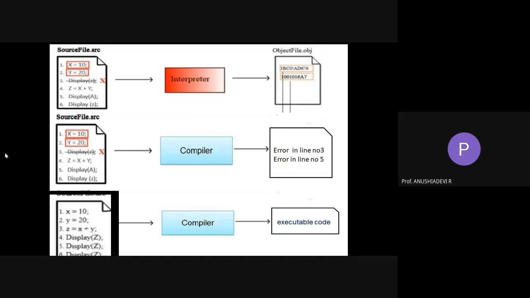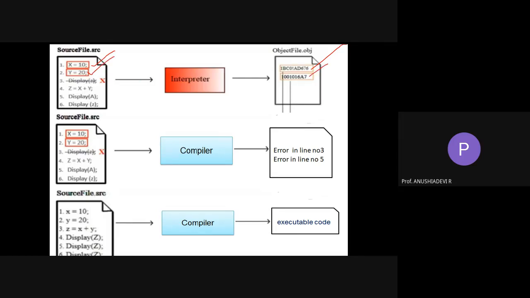Here is an interpreter. Here I have six statements in total. The first statement has no error, so it will convert that to machine code. The second statement also has no error, so it will convert that to machine code too.